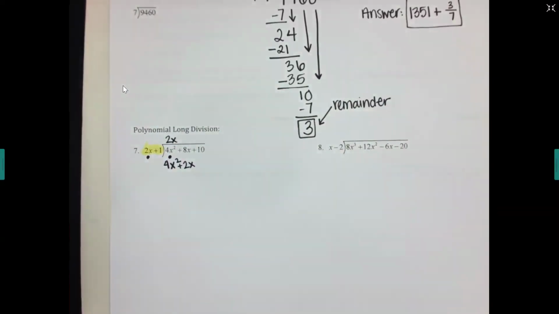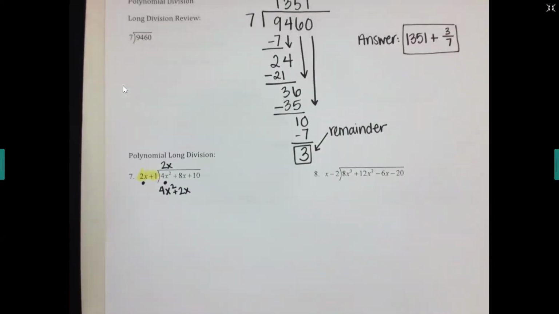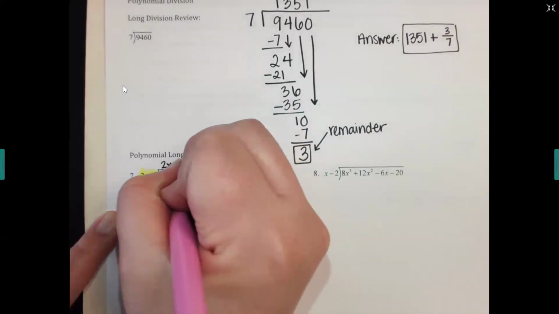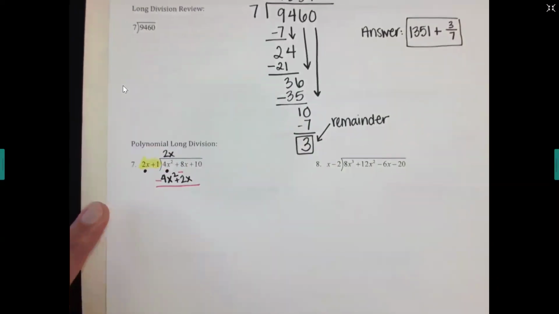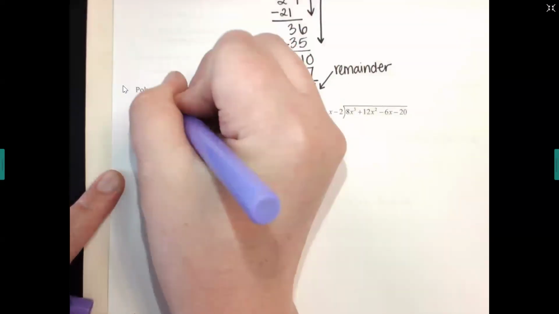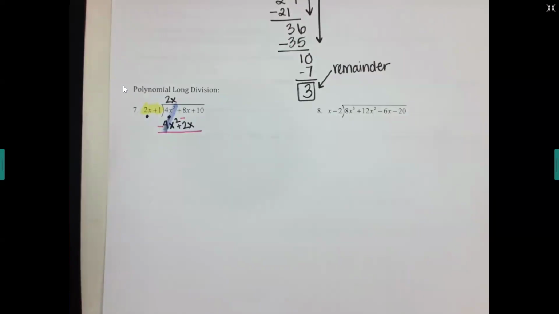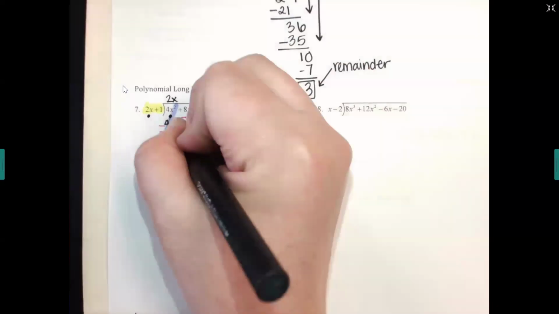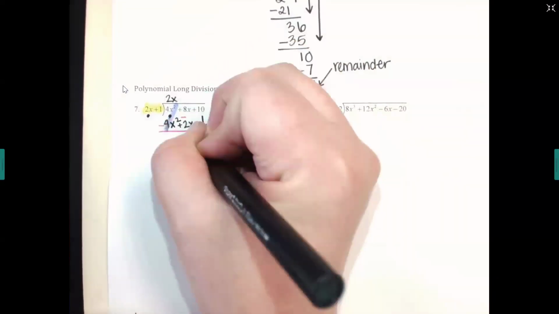The next step is, remember with numbers, after I multiplied the 1 and the 7, what did I do with it? I minused it, right? So we're going to do the same thing here. Put minuses all the way across on the 4 and the 2. 4 minus 4 in the front is going to cancel out. But then 8 minus 2 is going to leave me with how many for the x's? 6x. Carry down the plus 10.